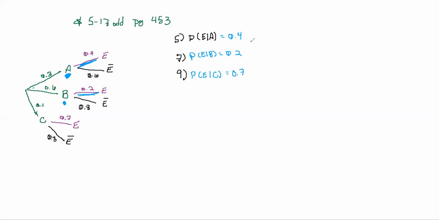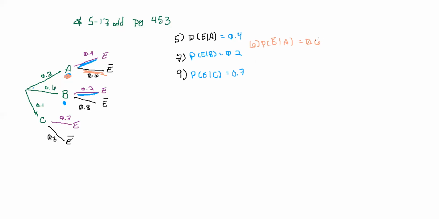But as a side note, for example, 6 is the probability of not E given A, and it's literally the exact same thing. So we're at this point. What are the chances we don't get E? And that answer is going to be 0.6. So it's the same process.